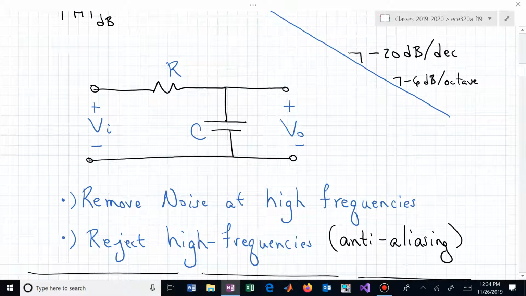Low-pass filters, then, you might use if you're doing analog to digital conversion. You might want to now reject some high frequencies or provide a circuit that does some anti-aliasing filtering for you, or you could think of this as some way to remove noise, that the noise is at a higher frequency versus the signal that you're interested in.